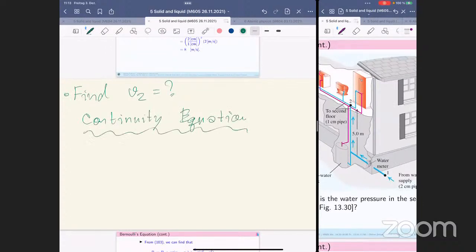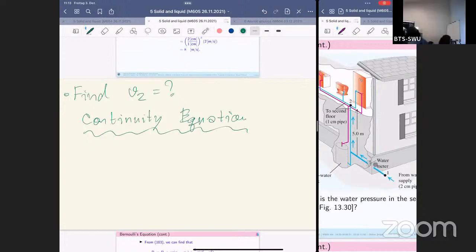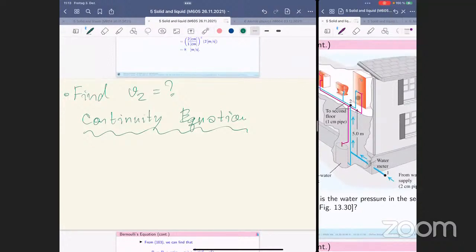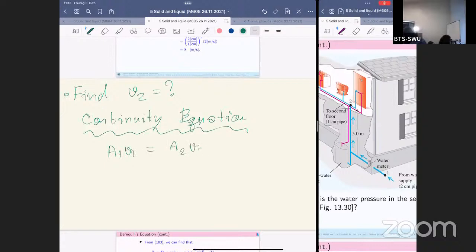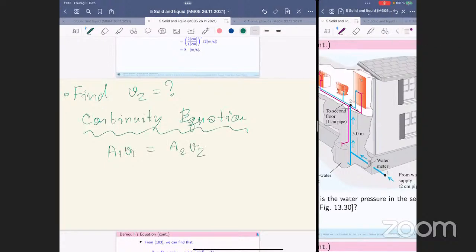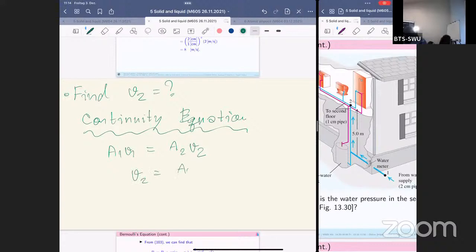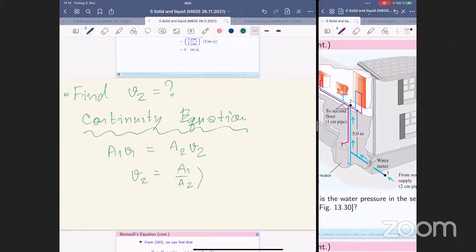We assume that there is no water leak at all inside this house, so the continuity equation is valid. The water cannot be compressed in terms of volume, right? So we're going to use A1 V1 equals A2 V2, and we would be able to find V2 from this ratio A1 by A2 times V1, right?